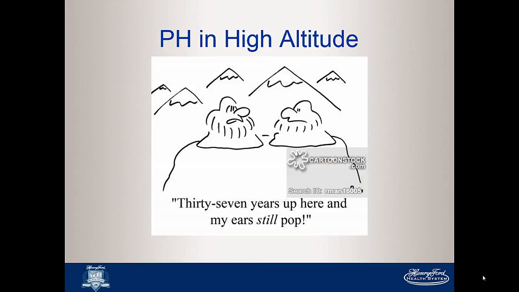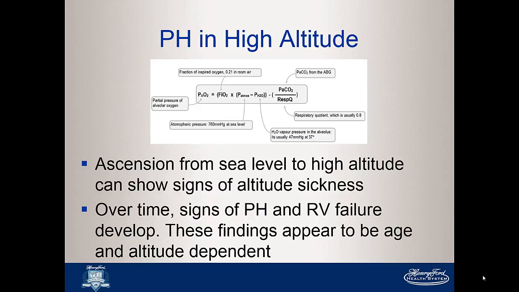I want to talk about PH and high altitude. I want to cover this one kind of quick, but there is kind of a high incidence of board questions on this and a high prevalence of Peruvians in the hospital, so I think we should cover it. If you look at the alveolar gas equation, it's not hard to figure out why high altitude can affect your oxygen. So low barometric pressure, of course, decreases PaO2.